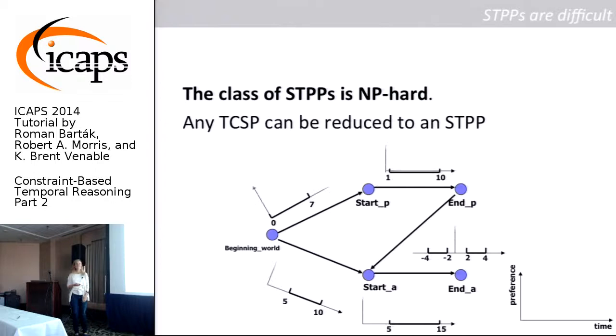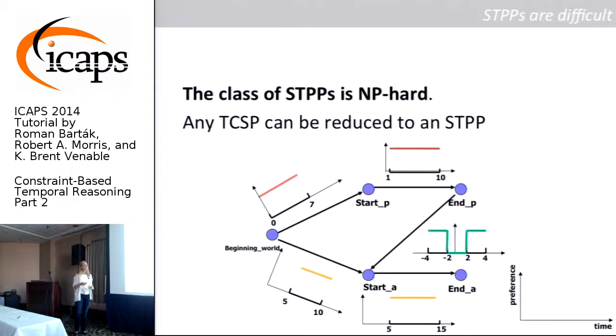Okay? Because you can see that if you allow any types of preferences, then you can map one of the nasty animals that Roman described, TCSPs, which are NP-hard, into a problem with preferences, because you basically take a preference function that goes down to zero when something is not contained in the intervals, and then back to maximum preference and so on. Right? So given a TCSP, which is NP-hard, you can map it into an STP with a specific up and down preference function, and there goes your tractability. But we still have hope.